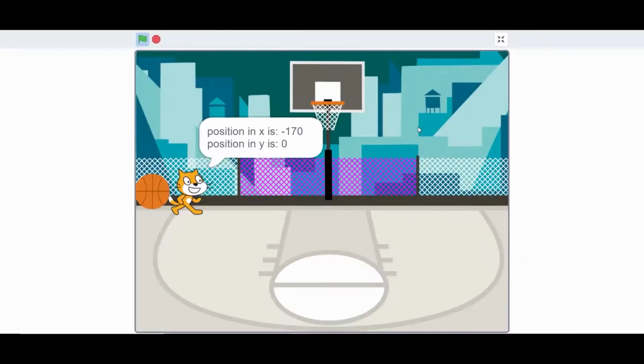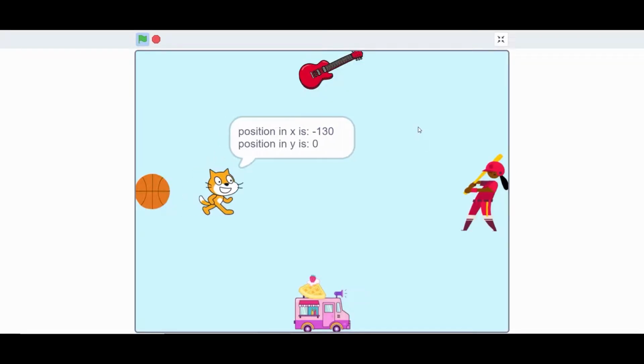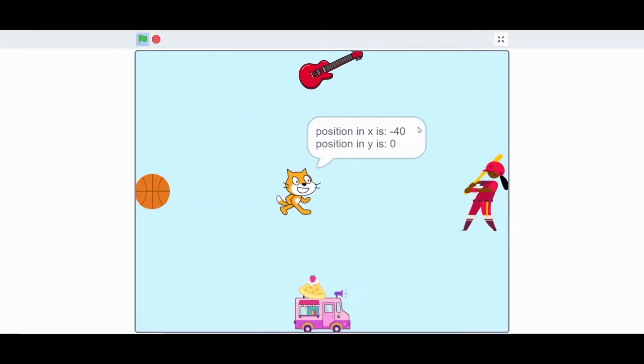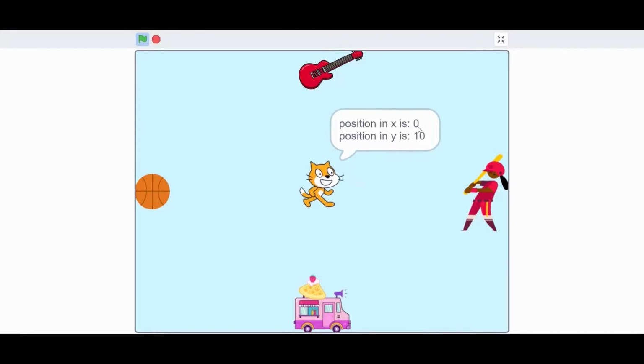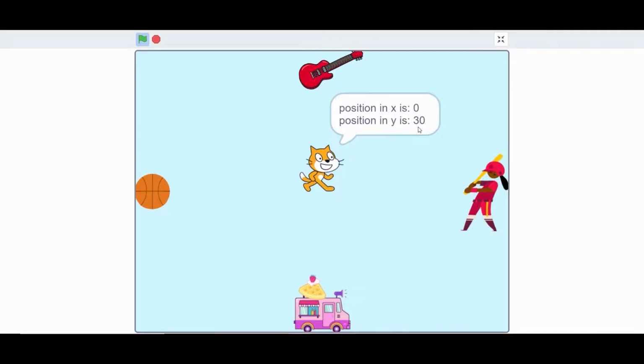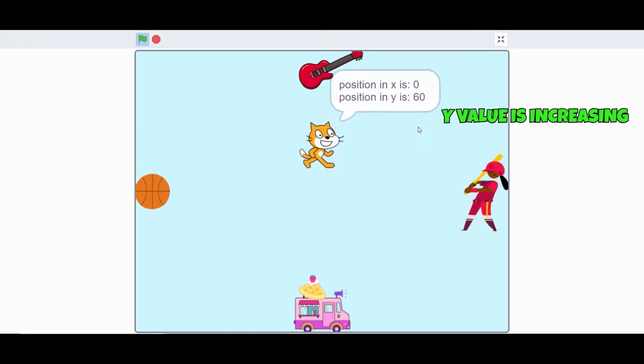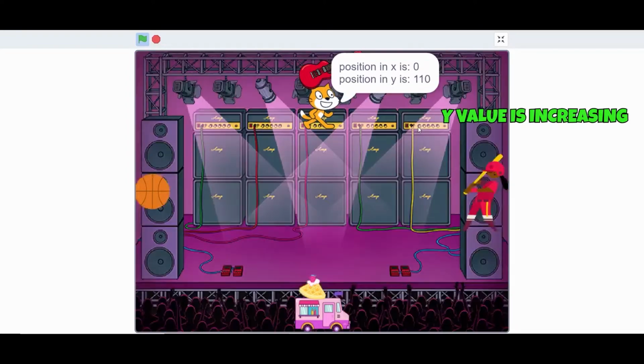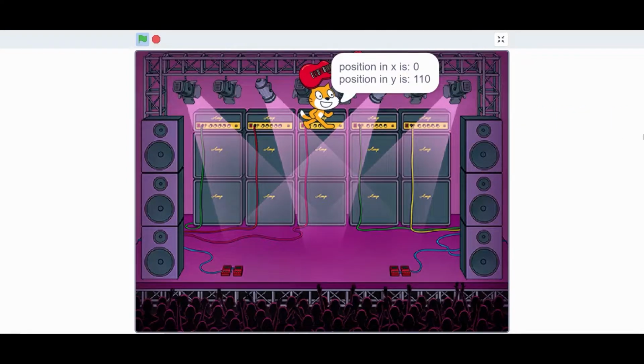The cat is bored by playing and decides to spend some time with her music band where she plays the guitar. To reach the band, the cat starts going up. Notice the Y values this time, and as you can see, as we move upward, the Y value starts to increase from 0 to 110. It means if we increase the value of Y, then our cat can move upward.